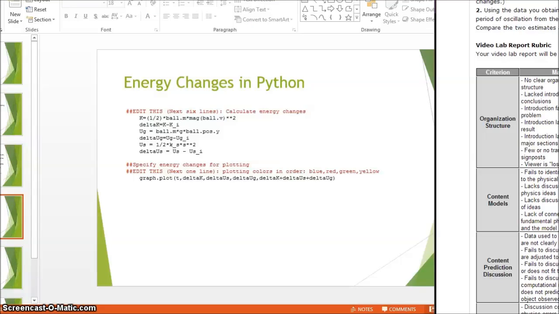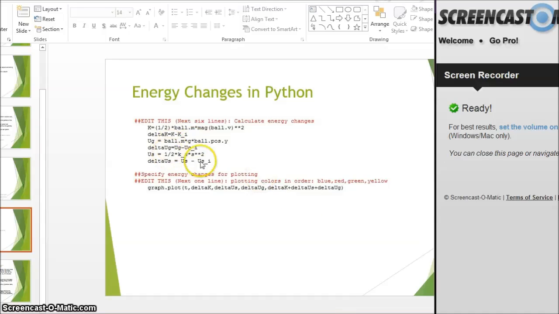We were also asked to analyze the energy changes in our Python coding. This is useful because it allows us to see how the different forces actually influence the different potential energies and the kinetic energy of our system. We can see all of that here in our coding. We can also see where we manipulated the coding to give us the blue, red, green, and yellow corresponding to the kinetic energy and the potential energies. Now, in order to see all of these energy changes in action, I will run the Python coding.